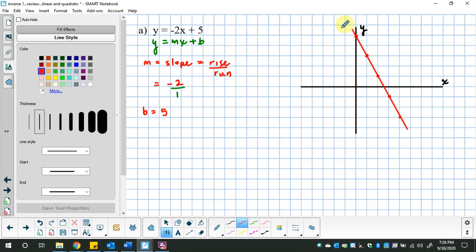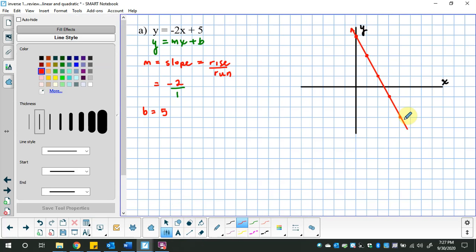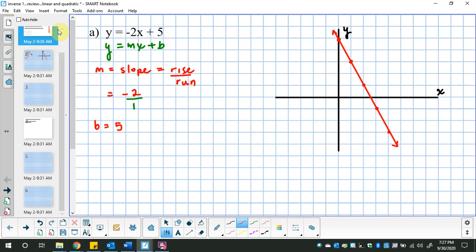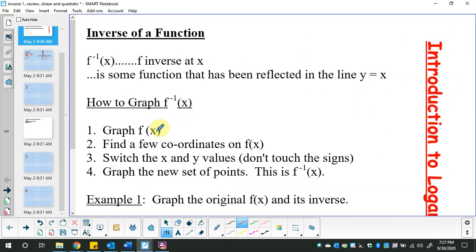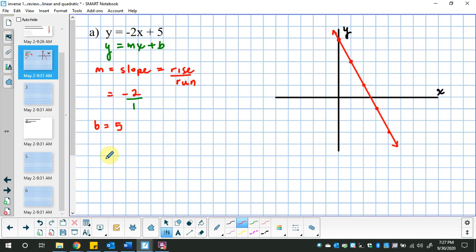And for good form, lines go on forever, so I can put arrows on the end. If I go back to the original slide, it says graph f(x), and I've done that. The next thing we have to do is find a few coordinates on f(x). So I am just going to list a few coordinates. Really, all you need for a line is 2, and then you can slap a line between them.